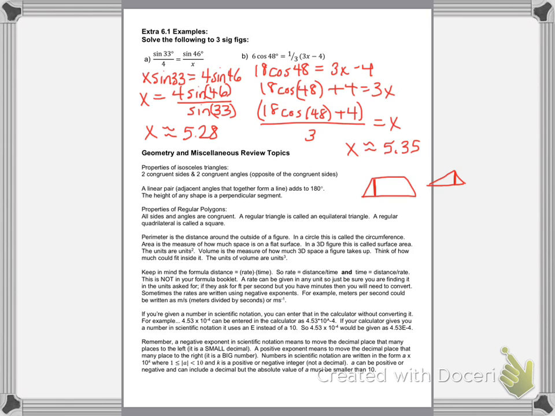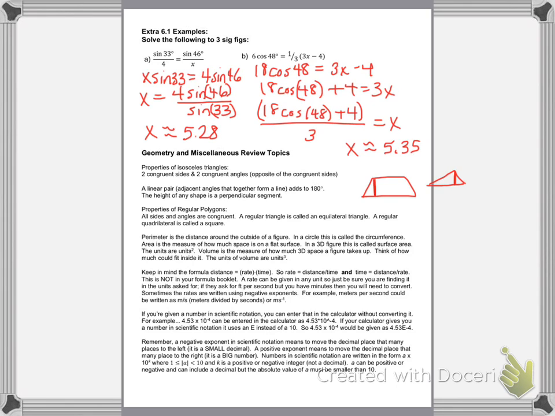Area, that's the measure of how much space is on a flat surface. Think about covering it in paper, in fabric, in paint. All of those things would be area. Those are in units squared. So perimeter would be feet, let's say, area would be feet squared.